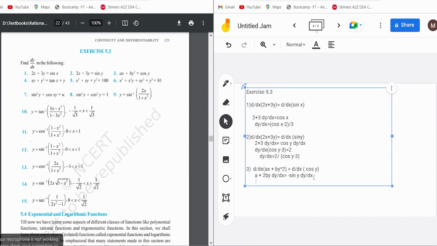So अगले लाइन में मैं dy by dx को वापस कॉमन ले लूंगा. dy by dx को कॉमन लिया, क्या आ गया? It would be 2 plus sin y equal to minus a. Okay, so from here we can get our dy by dx to be equal to minus a divided by 2 plus sin y. Okay, so it is simple.